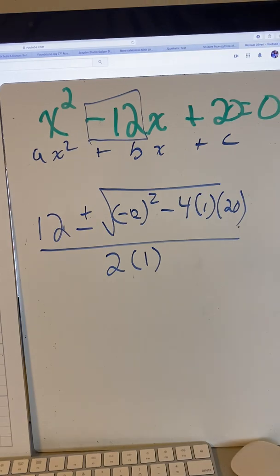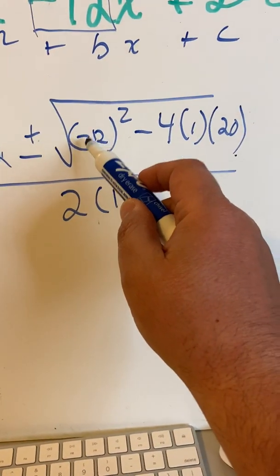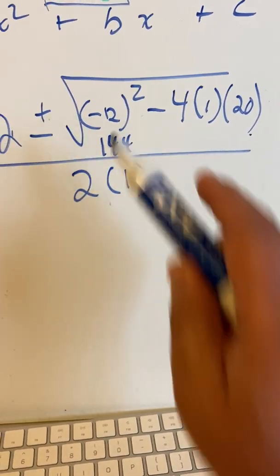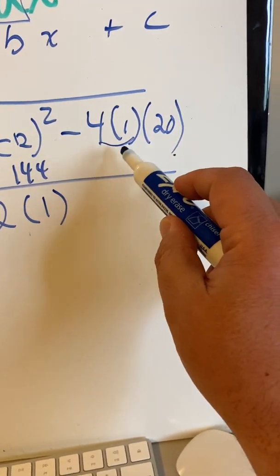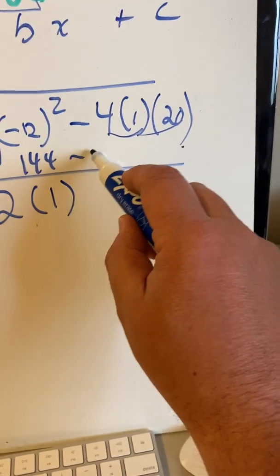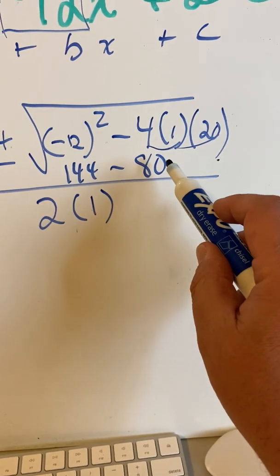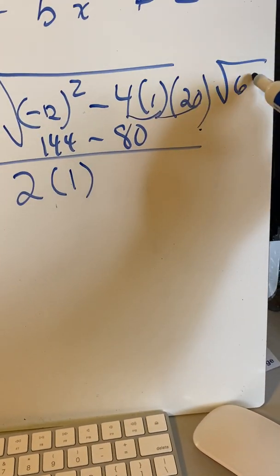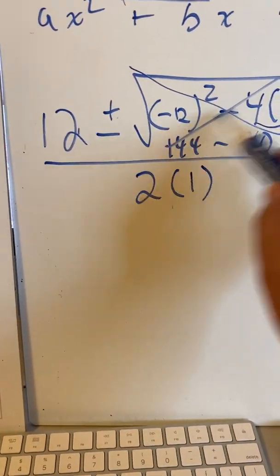Okay, now let's work on the stuff that's in the radical. Negative 12 squared, negative times negative is positive. 12 times 12 is 144. Know your perfect squares. Over here, negative 4 times 1 is negative 4, times 20 is negative 80. 144 minus 80 is 64. So inside the radical is 64. Okay, so now we've gotten rid of all this, and we've turned it into this.